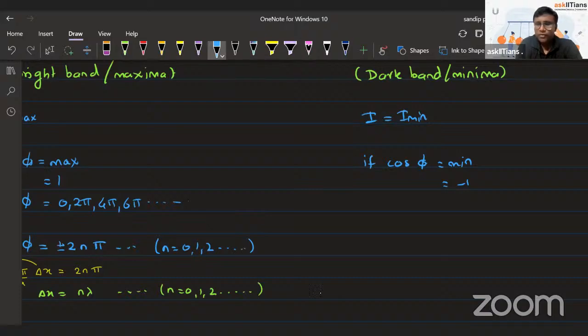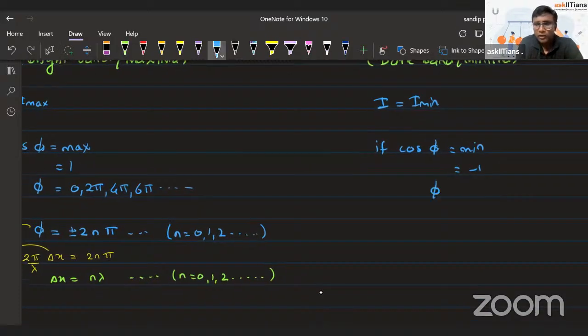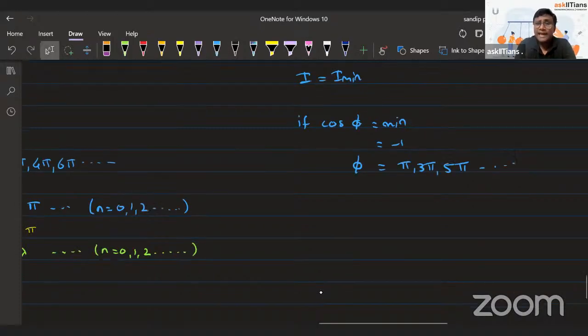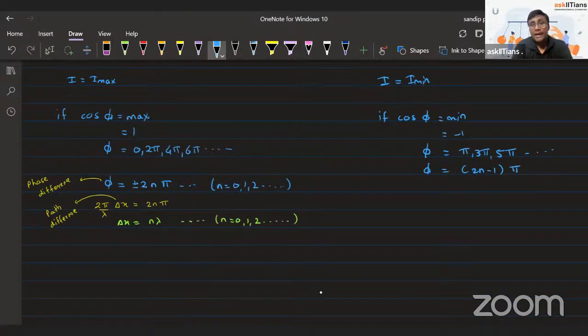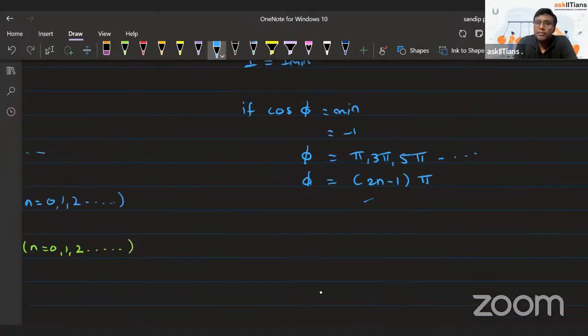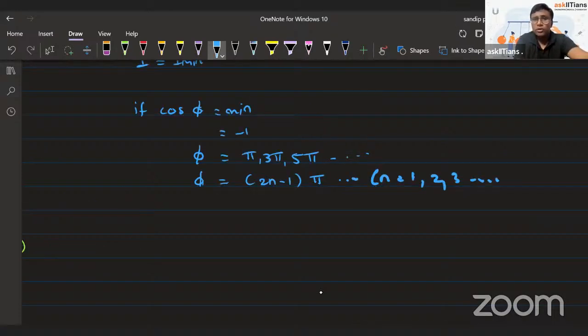So what we can say from this is that cos phi is minus 1 at which values? That is pi, 3 pi, 5 pi, and so on. Or we can say phi is equal to an odd multiple of pi. Here we said even multiple of pi; here we are going to say odd multiple. An odd number is represented like this, where n can take the values 1, 2, 3, and so on.